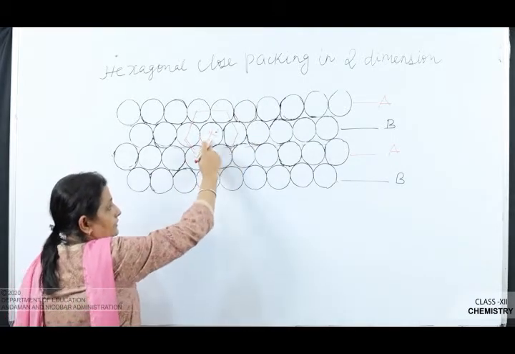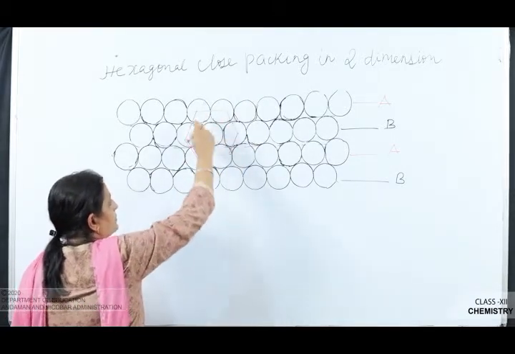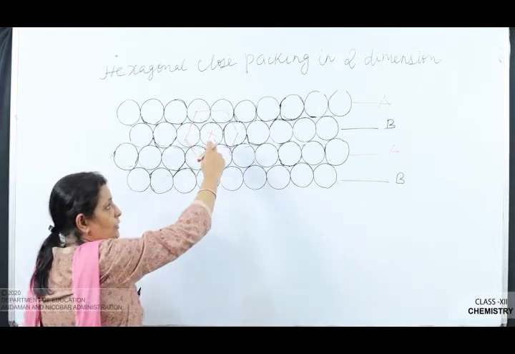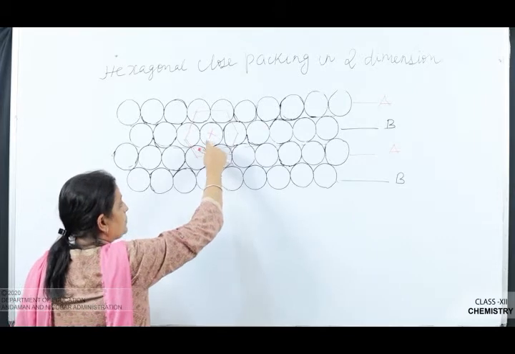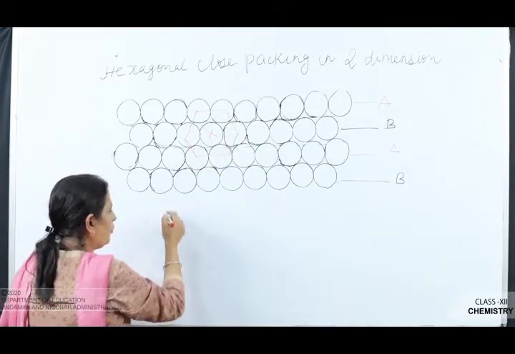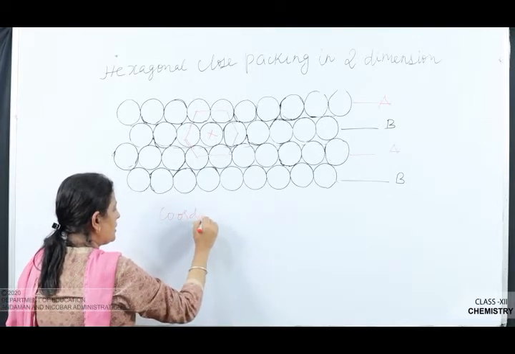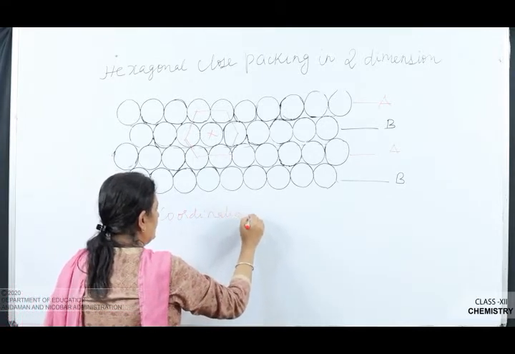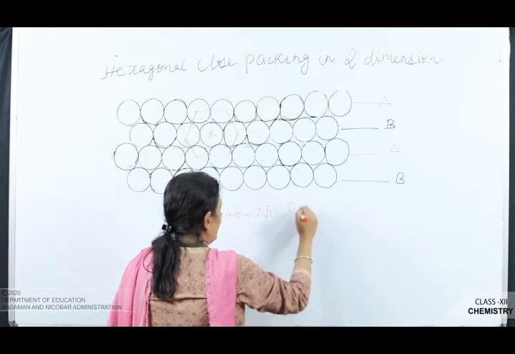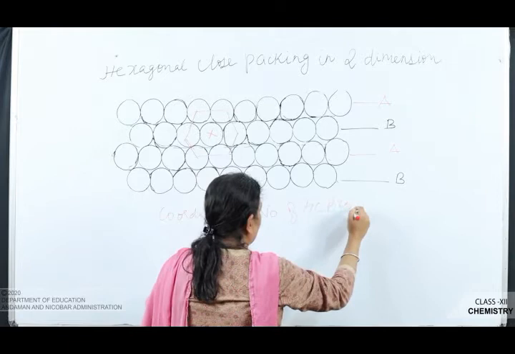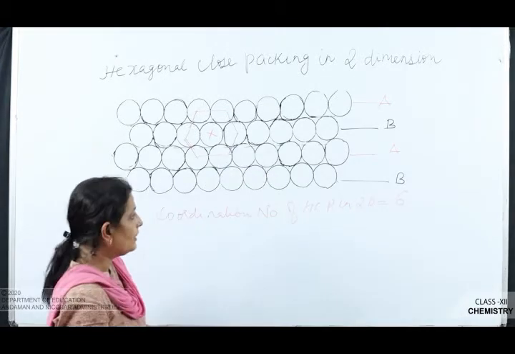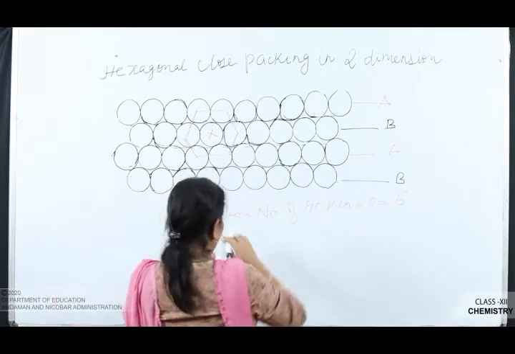A sphere is in contact with how many spheres you see? 1, 2, 3, 4, 5, 6. So, in hexagonal close packing in 2 dimension, each sphere is in contact with 6 other spheres. So, the coordination number will be what? 6. So, the coordination number of hexagonal close packing in 2 dimension is how much? 6. Is it clear? Now, you take another one here.